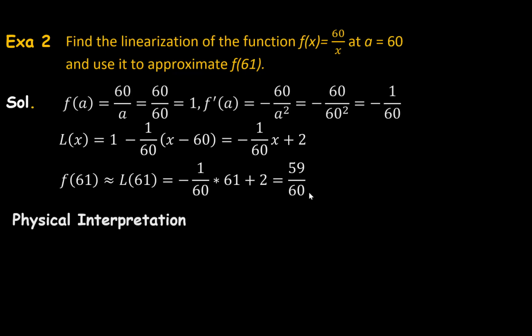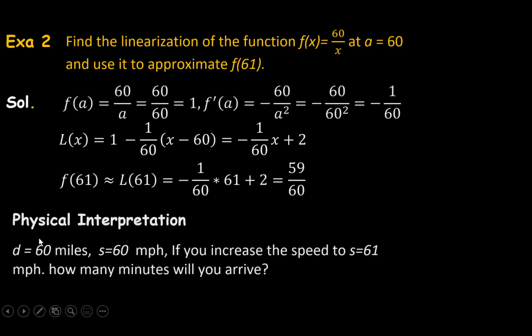Suppose you're driving on a highway, and from A to B, the distance from A to B is 60 miles, and your speed is 60 miles per hour, therefore 1 mile per minute. Now if you increase the speed to 61 miles per hour, naturally you will arrive a little bit earlier. The question is, how much time will you save? How many minutes earlier will you arrive?